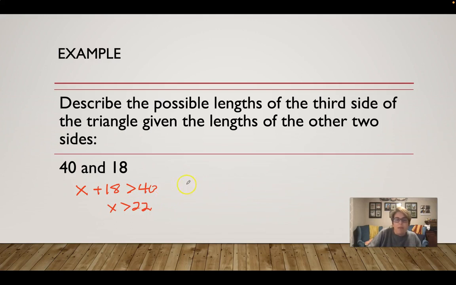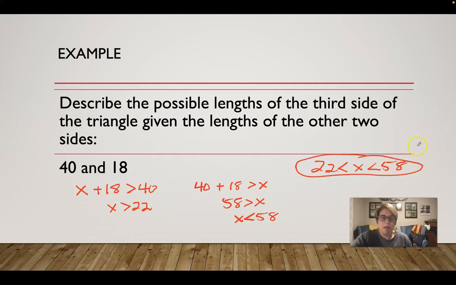And then obviously it's bigger than 18, that makes 18 the shortest side. What if 40 and 18 are the two longest sides, and x represents the shortest side? And 58 has to be greater than x, or x has to be less than 58. And what this tells me is that x has to be a number between 22 and 58. So it has to be greater than 22, but smaller than 58. That's it.